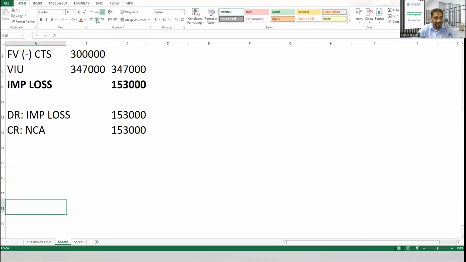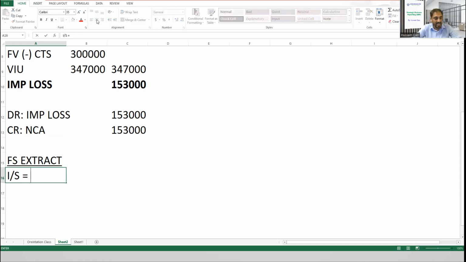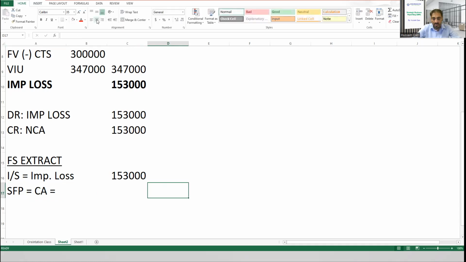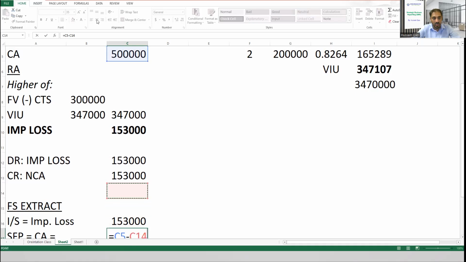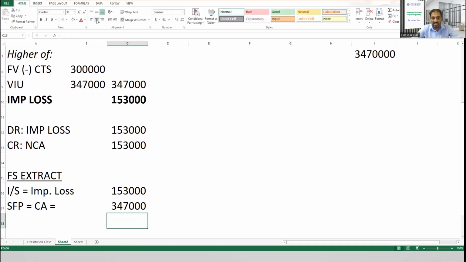And if you make the financial statement extract, FS extract, what you will say is the income statement is equal to impairment loss with the amount of 153,000. Statement of financial position carrying amount is equal to 500,000, the carrying amount, but we need to reduce the value by 153,000, that is 347,000.